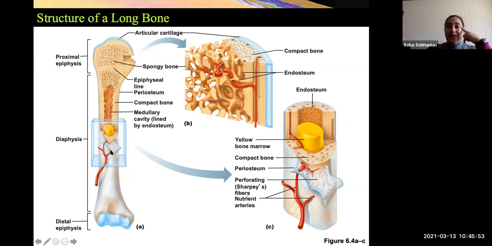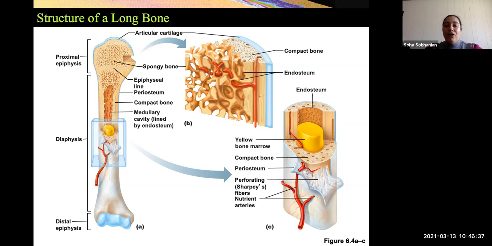So the medullary cavity is filled with yellow bone marrow. Now there is a connective tissue you see right here, this lining that surrounds this fat or yellow bone marrow, and that's referred to as the endosteum. Break down the word for yourself. Endo means what? Anybody? Inside, and osteum means bone, right? So endosteum basically means it's the connective tissue that's inside the bone, wrapped around your fat or your yellow bone marrow.